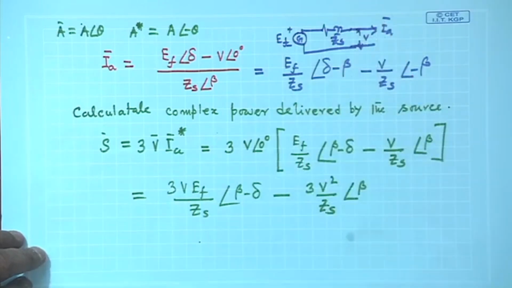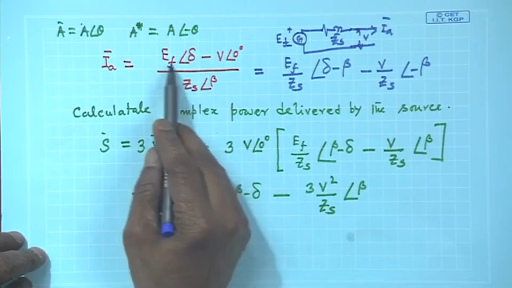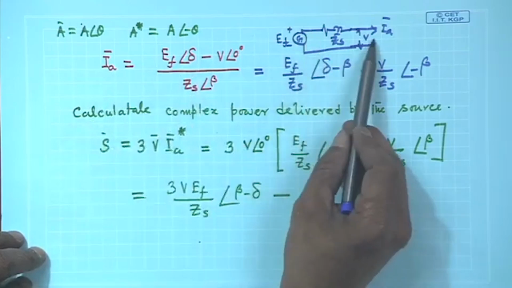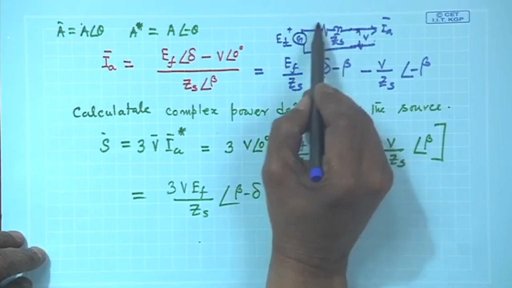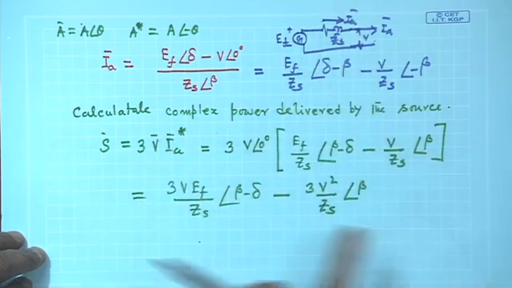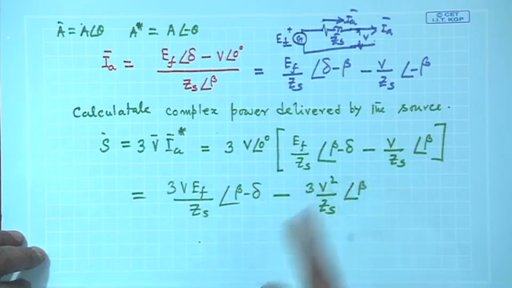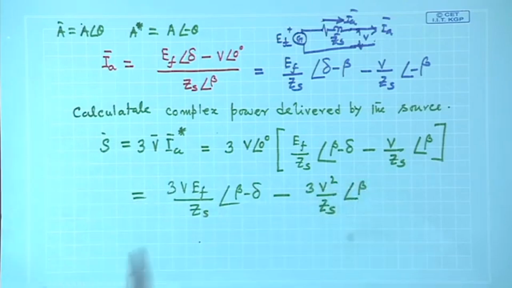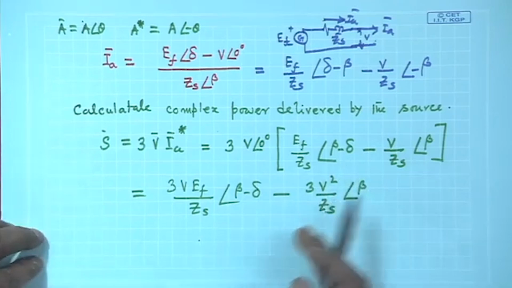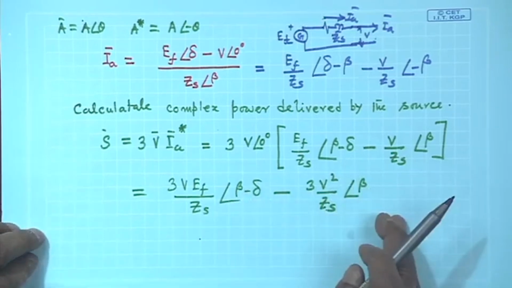And this is how IA can be found out. You find this voltage minus this voltage divided by ZS, and this will give you the current in this direction. Once you get that, the complex power delivered by the source is 3 V IA star. We just did some complex algebra here to get this.